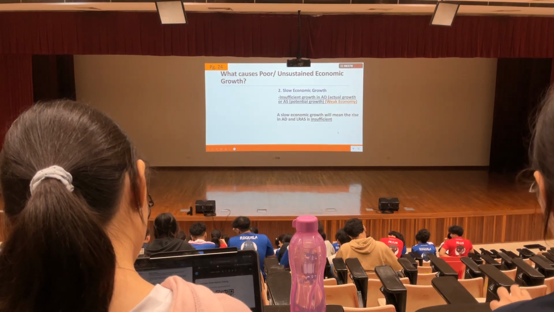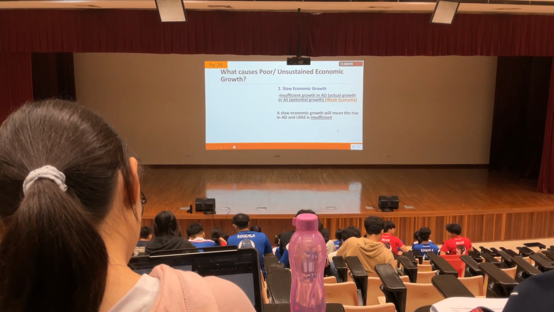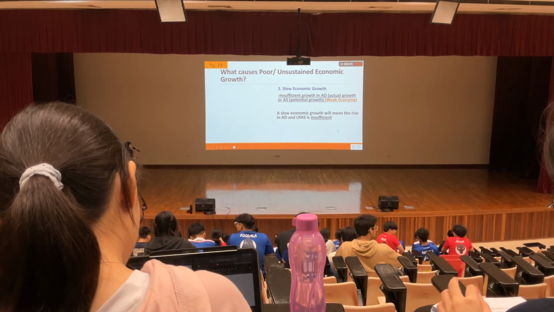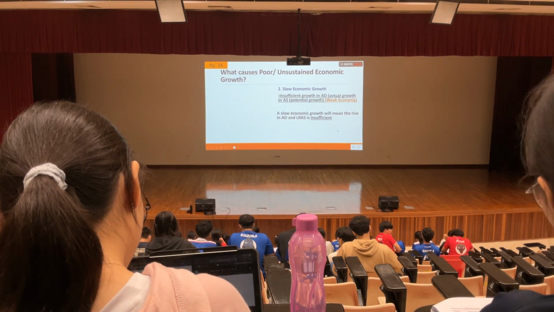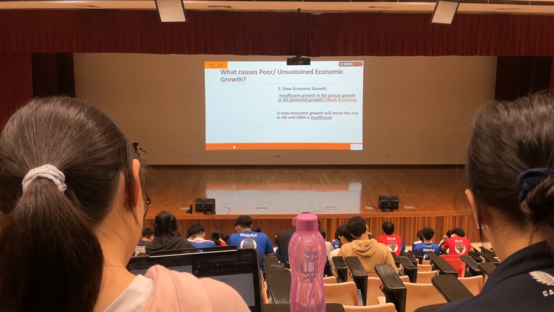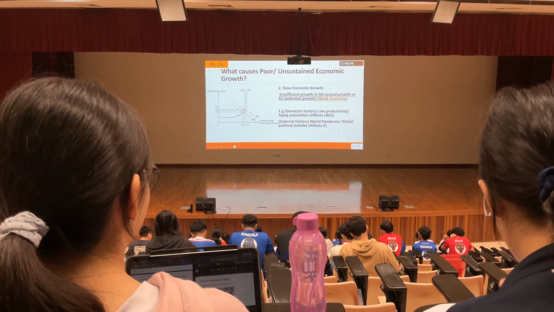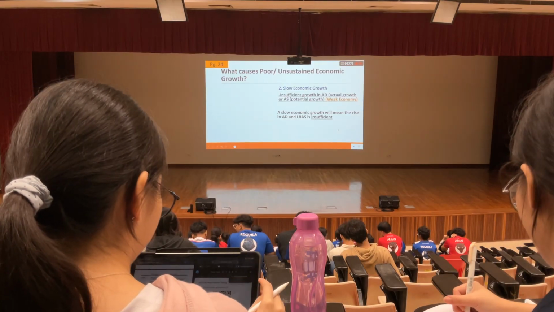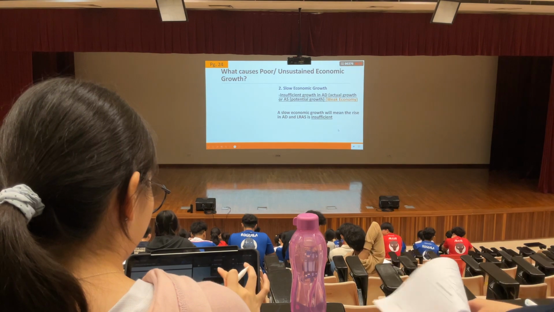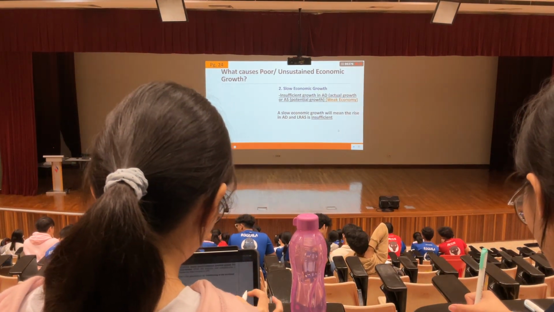Okay, so next, a slow economic growth is also a cause of your poor or unsustained economic growth. So for example, if you have an insufficient growth in AD, your actual growth, or in AS, your potential growth, this means that your economy is weak. So a slow economic growth will mean that your rise in AD or your LRAS is insufficient. So your economy is weak and it's slow.